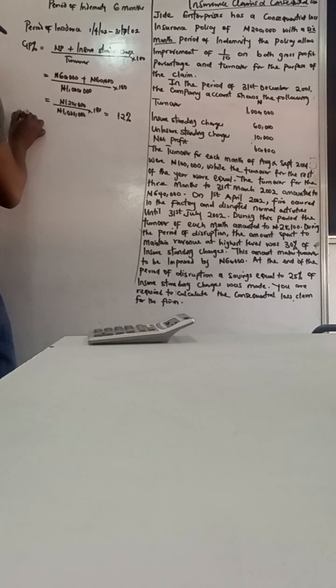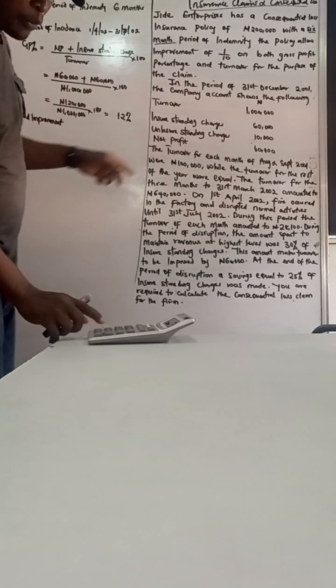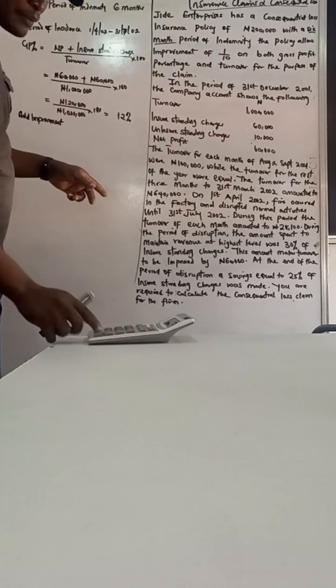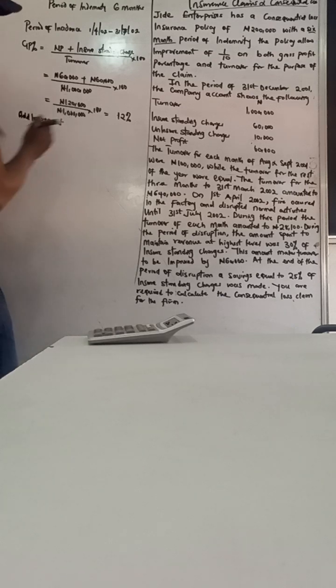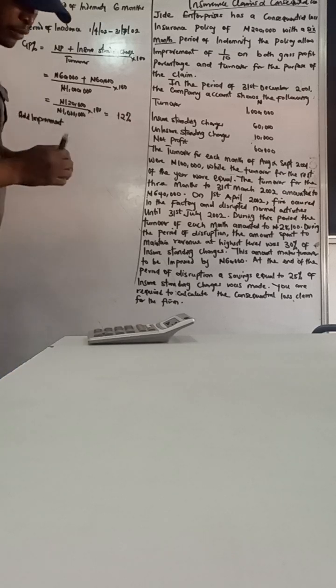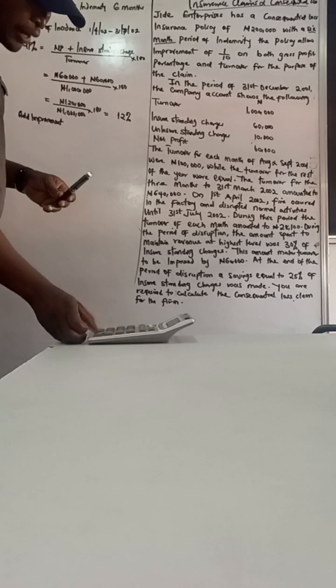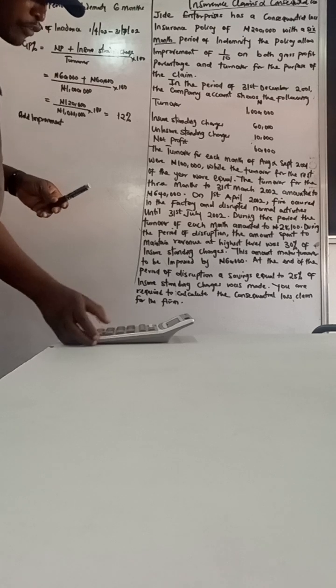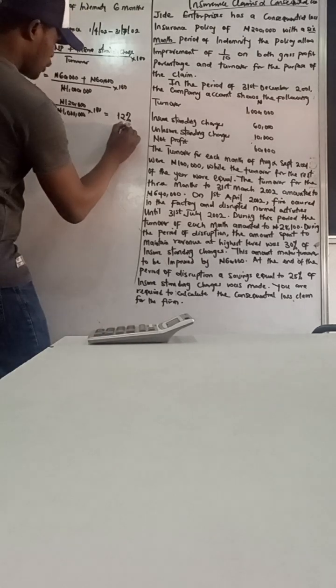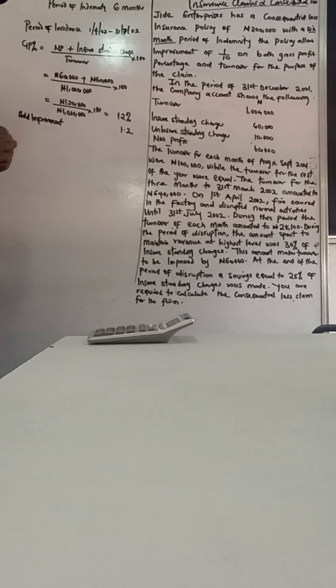I will add my improvement. My improvement is 0.1. So 0.1 is the same thing as 1 over 10. So 0.1, which is what? The same thing as 1% and 10%. So that will give me 10% of this. So 0.1 times 12. This will give me 1.2. Do you get it now?